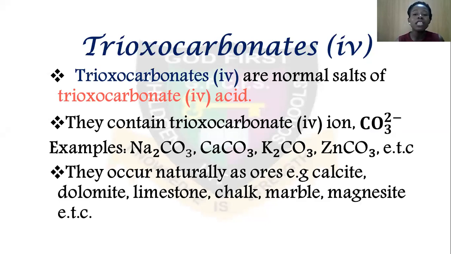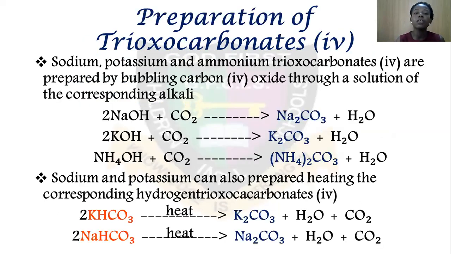They occur naturally as ores, e.g. you have calcite, dolomite, limestone, chalk, marble, and then you have magnesite. So these are examples of the natural ores of carbonate 4. You find them in abundance as ores. So going on, let's look at the preparation of carbonate 4.